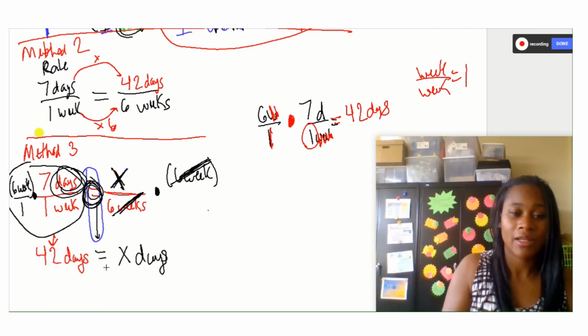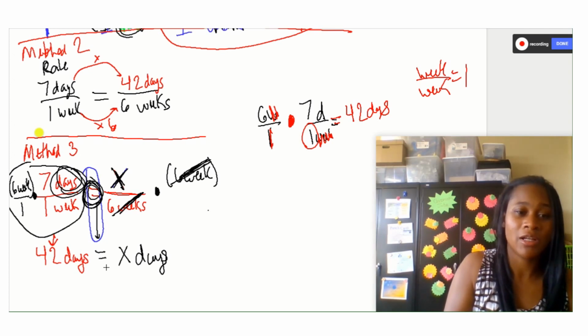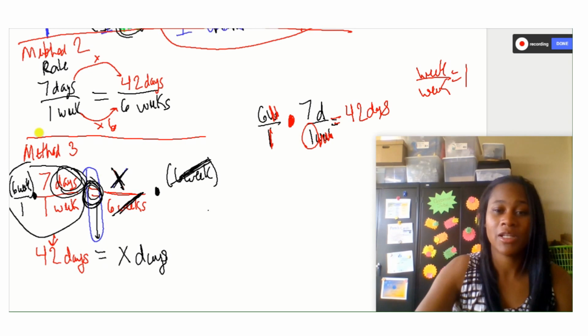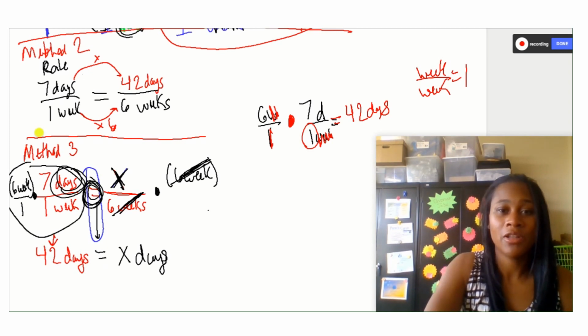So X is equal to 42 days. And X was the number of days because it was equal to days in the original. So that's another way you can do it.